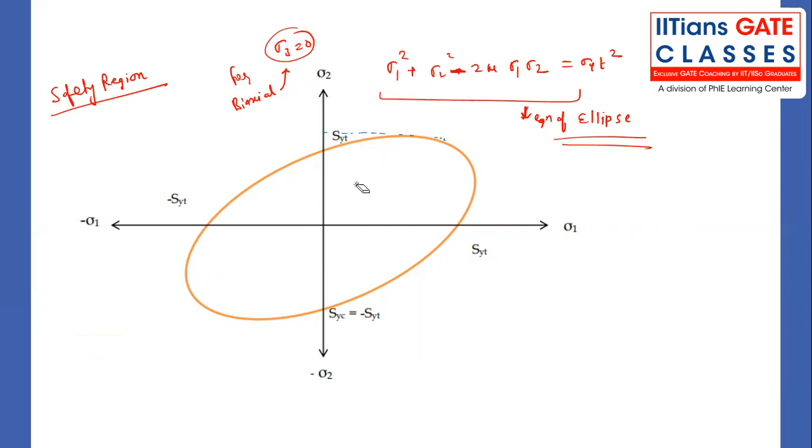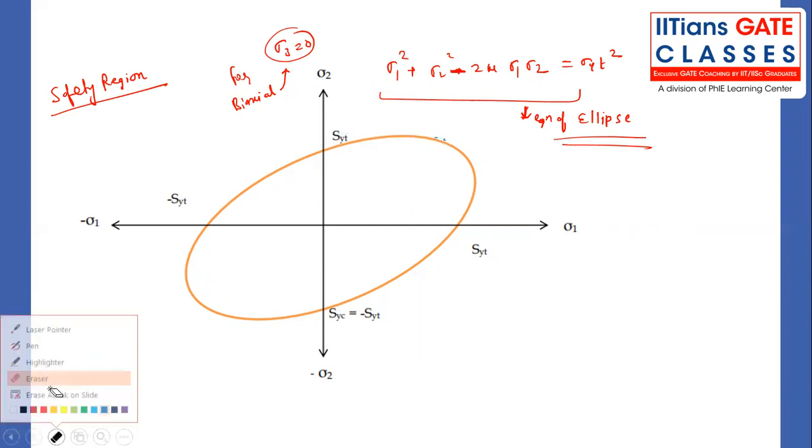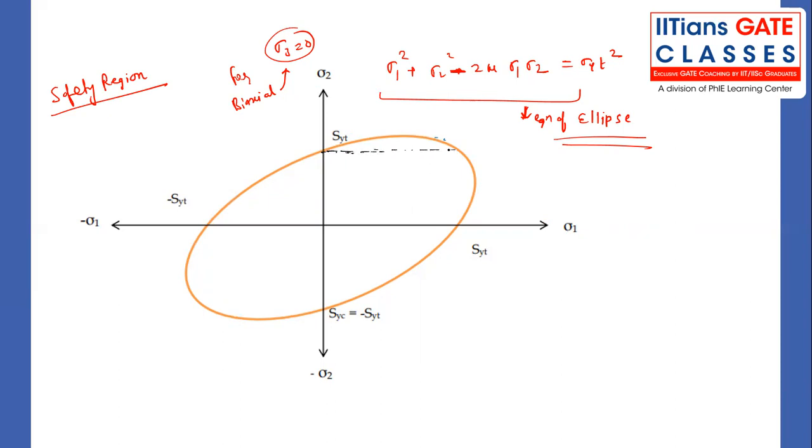In this plot, I'm superimposing the condition of the maximum shear stress theory. This was the plot, something like this.